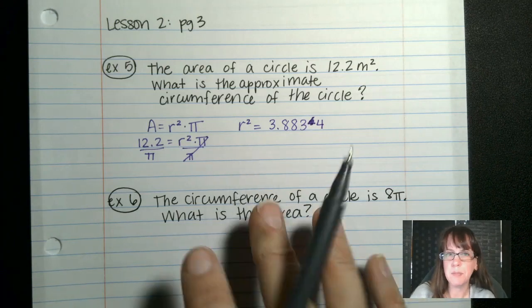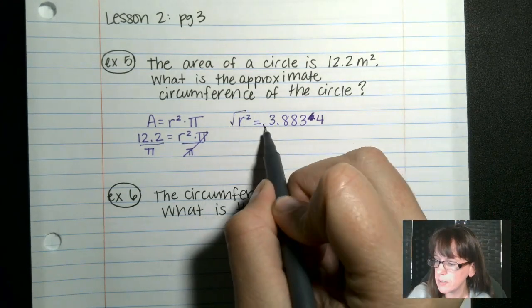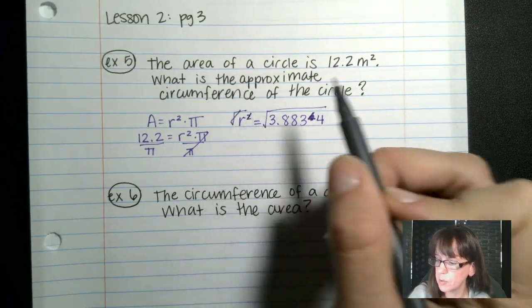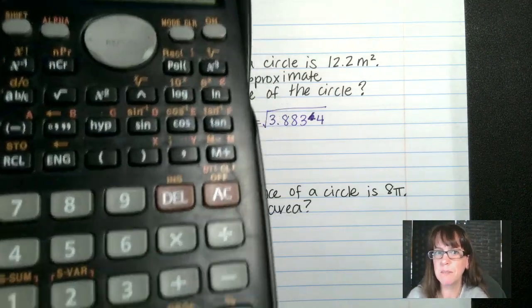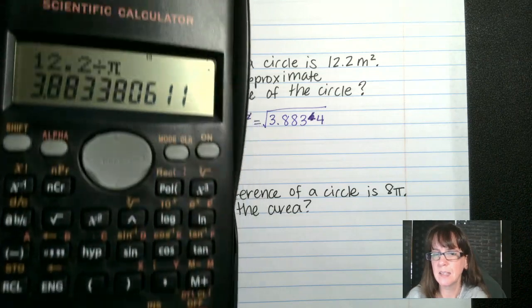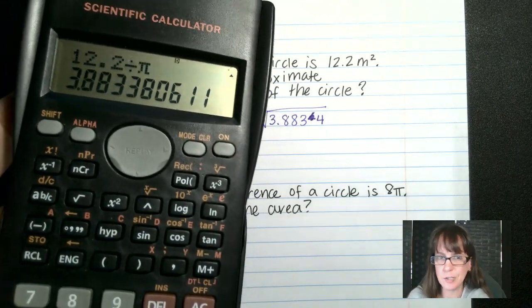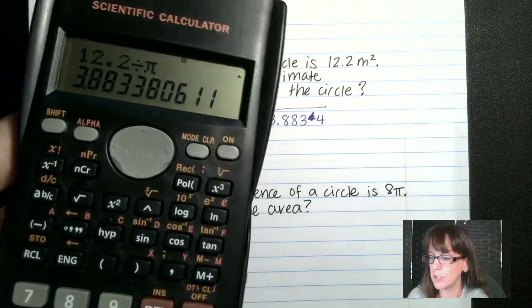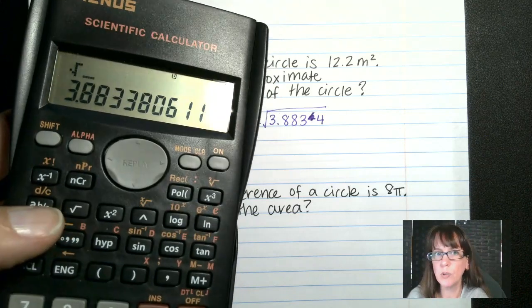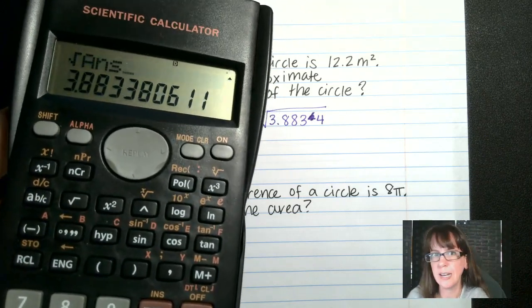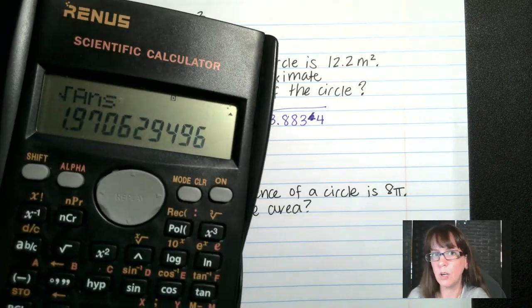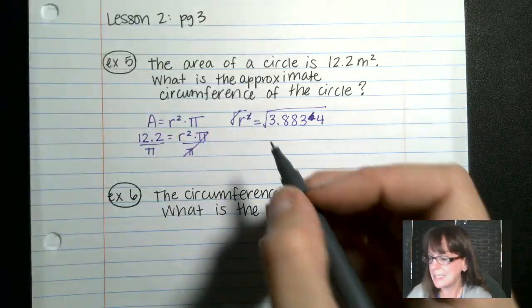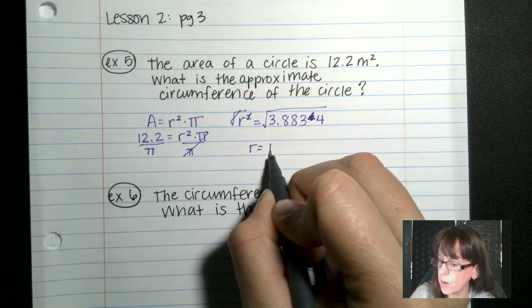And then the opposite of squaring something is to square root it. So to get that r by itself, I'm going to square root both of those. Just as an FYI, most calculators have an answer button. Mine says A and S. Sometimes you have to hit shift and then an answer button. But what you can do is say, I want to do the square root of that previous answer. So I just hit answer. And that way I don't have to type it in again because I'm lazy. Okay, so r equals 1.97. So the radius equals 1.97.